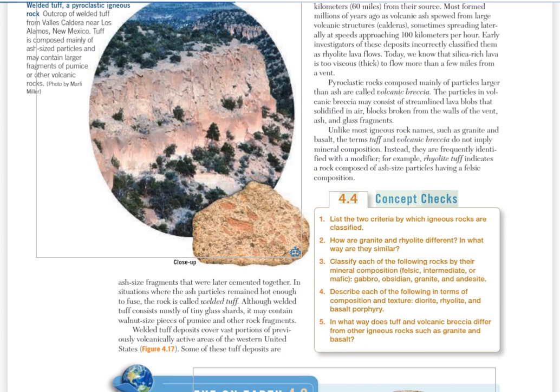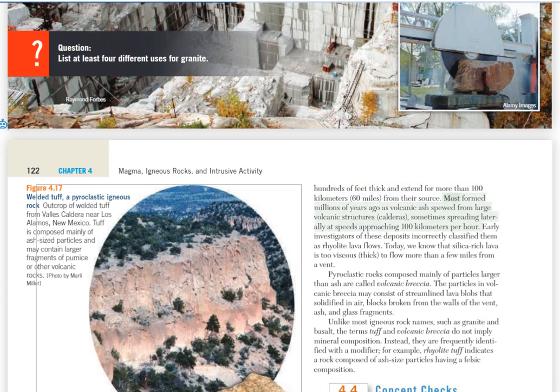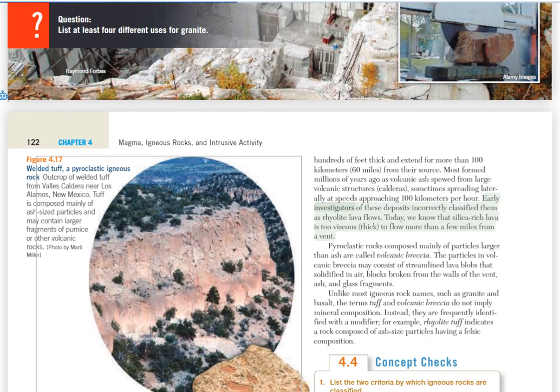4.4 Concept checks. Hundreds of feet thick and extend for more than 100 kilometers from their source. Most formed millions of years ago as volcanic ash spewed from large volcanic structures, sometimes spreading laterally at speeds approaching 100 kilometers per hour. Early investigators of these deposits incorrectly classified them as rhyolite lava flows.